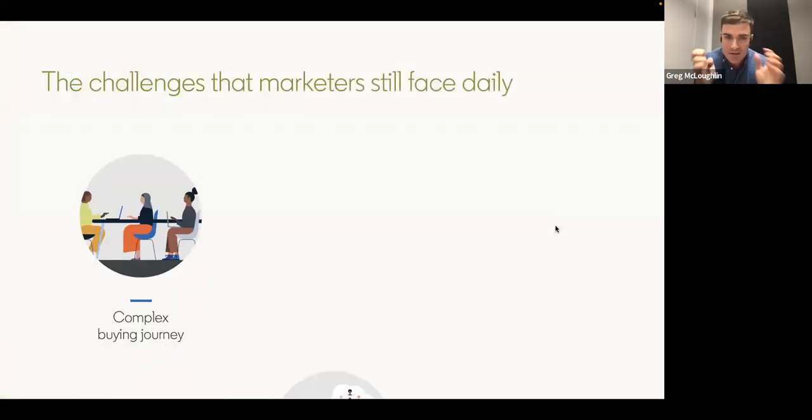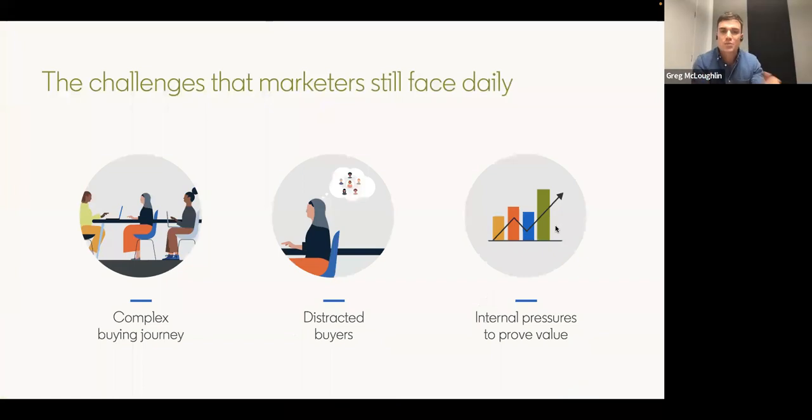When we think about what makes LinkedIn unique, I think first we need to go back to the typical challenges that marketers still face every day. The first one is a complex buying journey. Every B2B marketer can attest to this. Sales cycles can take 6, 12, 18 months to actually deliver results. And the number of stakeholders involved is on average about 6.8. I don't know who's 0.8 of a person, but that's the statistic. So there are a lot of chefs in the kitchen, and there's a long sales cycle.